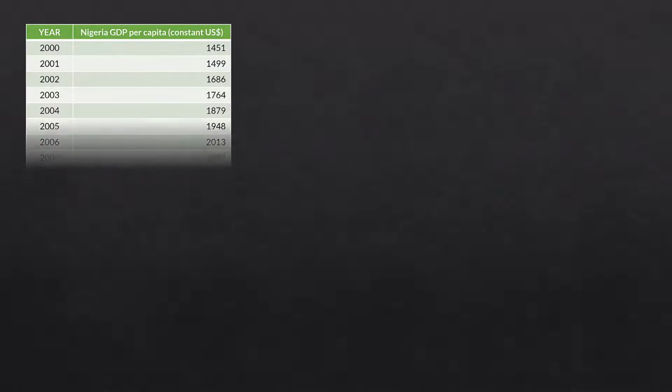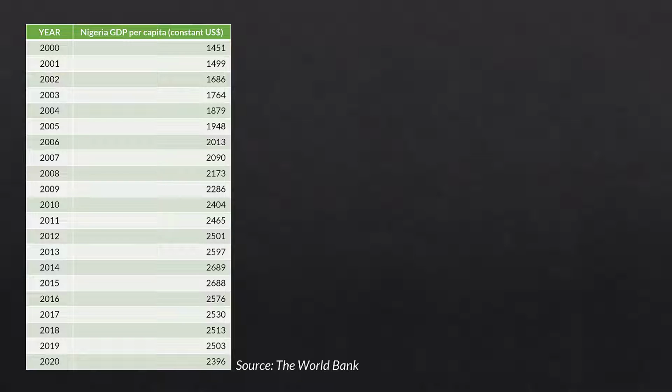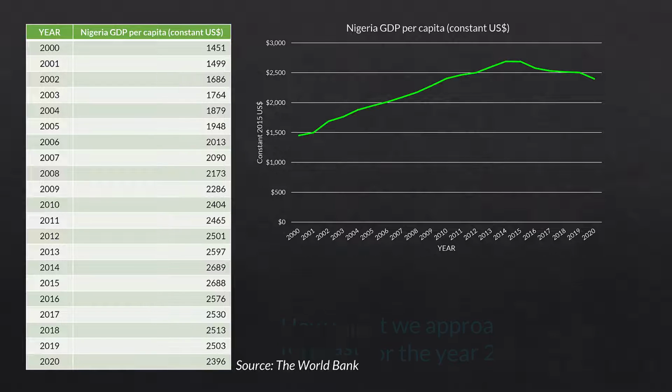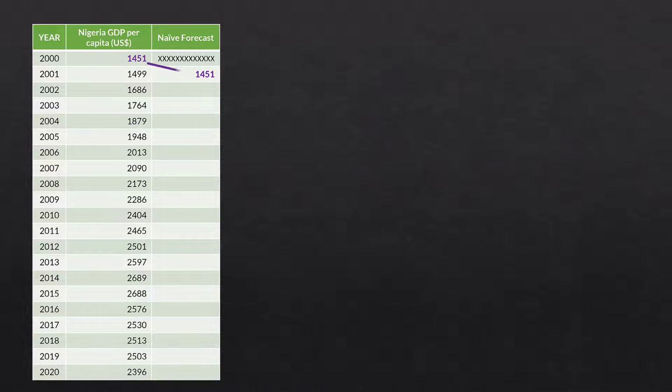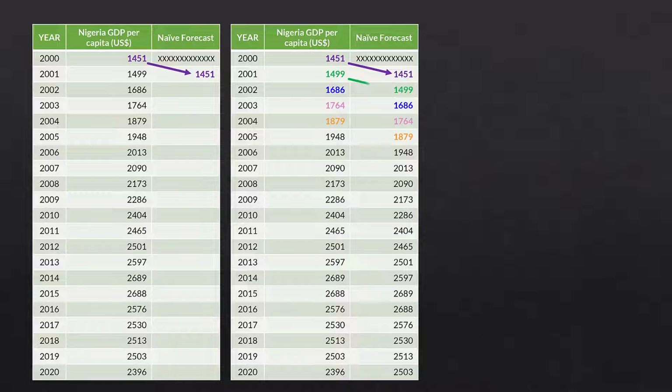Let's get started. These first few slides I will go through very quickly because they are the same as the previous videos in this playlist. The data set we are looking at is the GDP per capita for Nigeria from the year 2000 all the way up to the year 2020. What we're trying to do is generate a forecast for the year 2021, in this case using the naive forecast method. The naive forecast method is very basic. We're just taking the value of the previous period and that becomes the forecast for the next period.